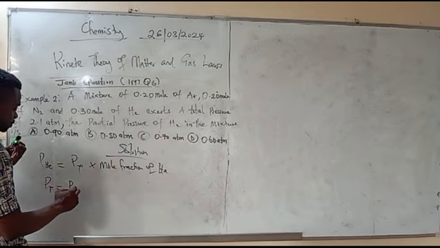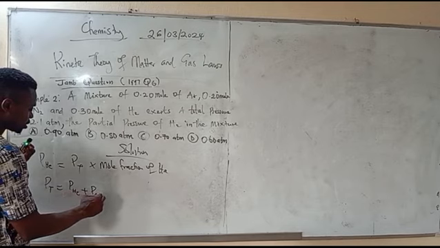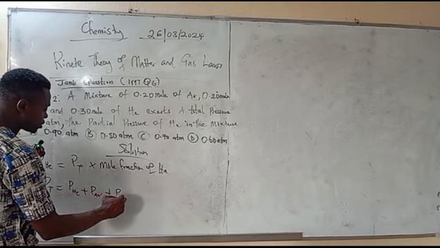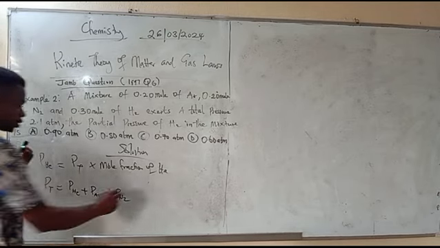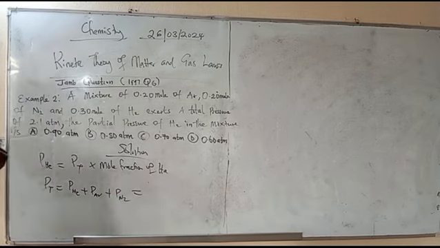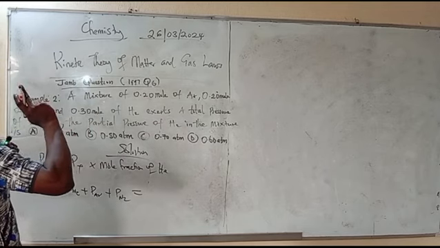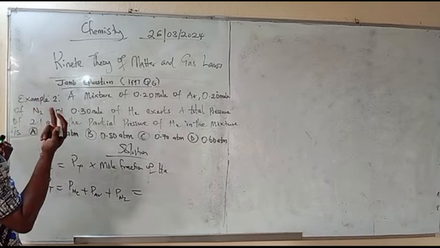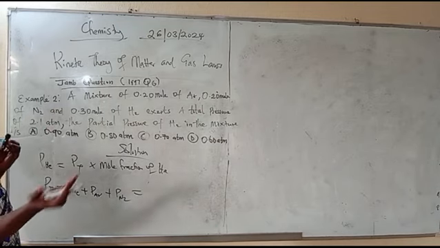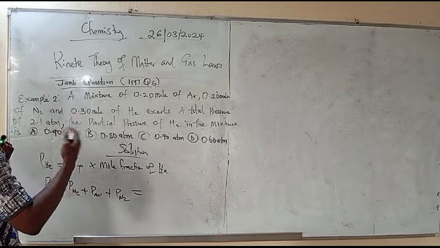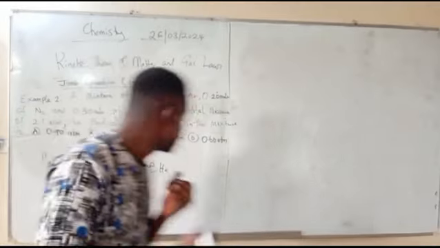So, we know now, let's go to mole fraction. The mole fraction of helium is simply the number of moles of helium over the total number of moles. So let's look at the total moles in the mixture. Total moles is equal to the number of moles of helium, plus the number of moles of argon, plus the number of moles of nitrogen.